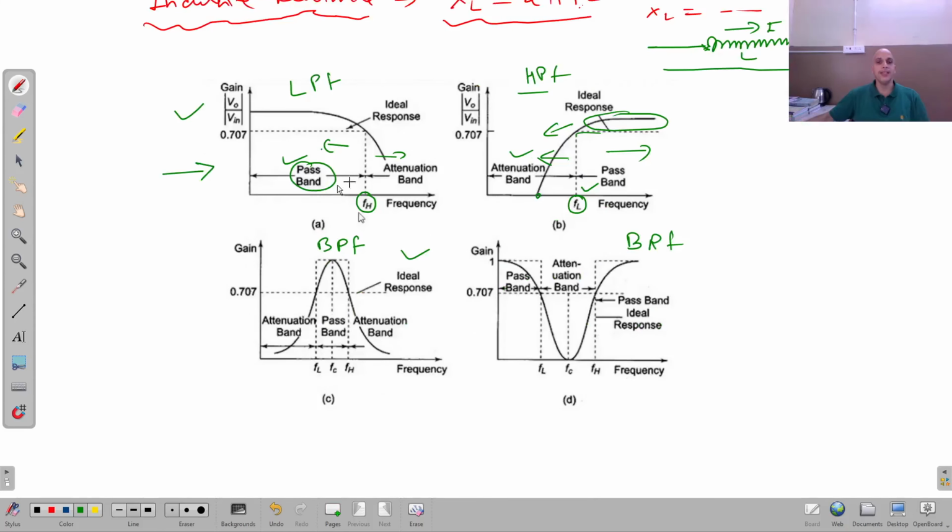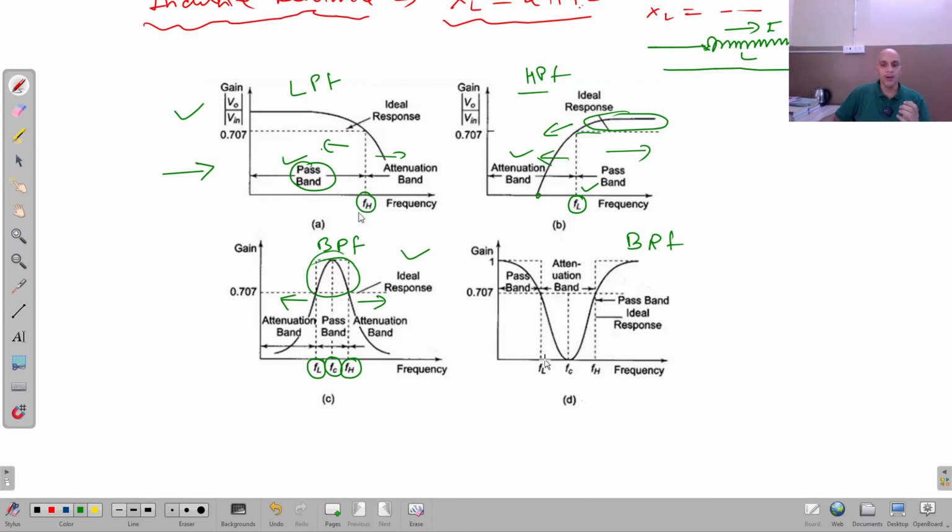Similarly, if I combine these two, then I will get a band pass. Band pass means now I have a range of frequencies that is allowed to pass, and all the frequencies below this frequency and above this frequency are attenuated or stopped. You can see here, FC is the central frequency, FH is the highest frequency, FL is the lowest frequency. Any frequency below FL is attenuated, any frequency above FH is also attenuated, and the gain is stable only in this small region.